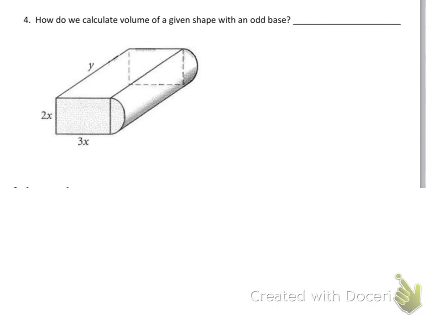So we're going to continue where we left off, and we're going to calculate the volume of this given shape with an odd base. Now this one's kind of like the one we just did in our homework, with the same exact shape in a way, but not a cone. So in your homework you had to do a cone, but the problem with this one, the numbers aren't there.